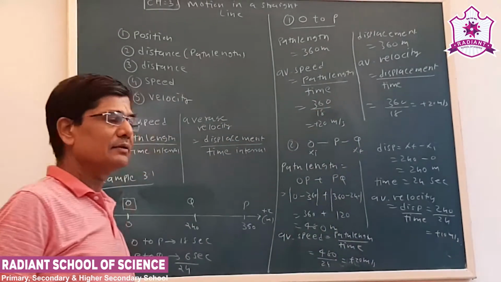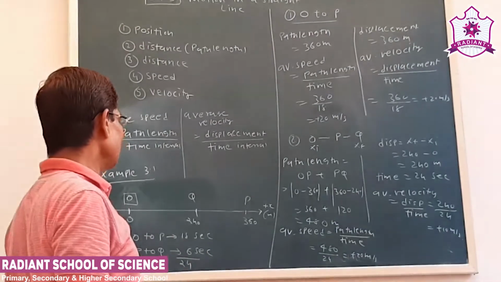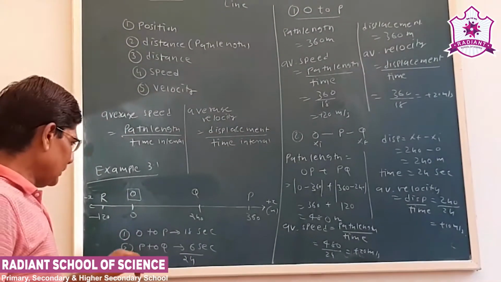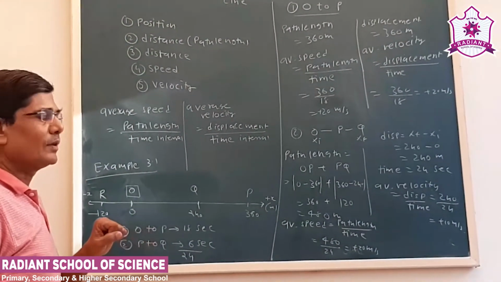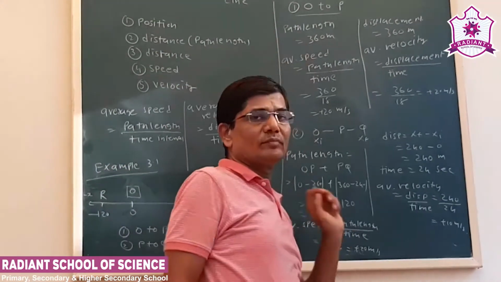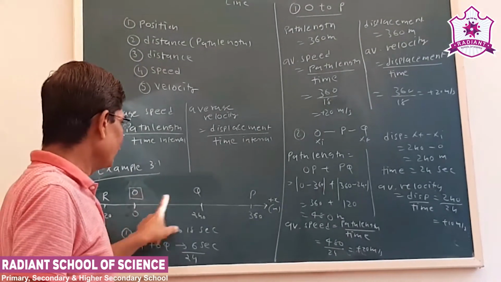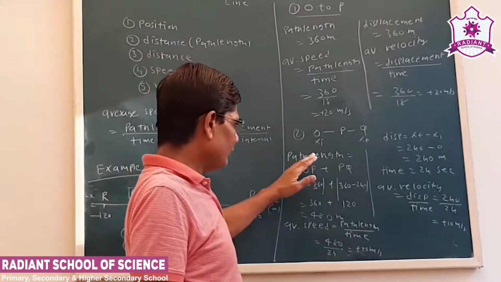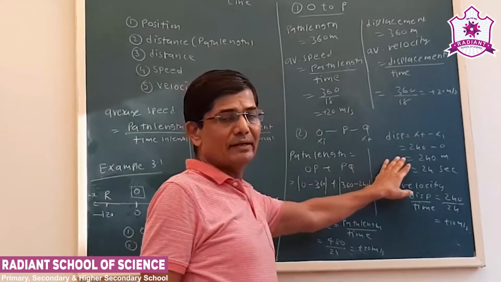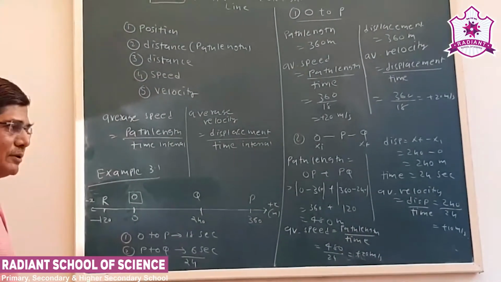What we see here that the average speed and average velocity are different. So this is how we can obtain average speed and average velocity going from O to P. That is the first part of the question. And second part of the question says when moves on OPQ path, there also we can find out the path length, displacement, average speed and average velocity. So this is about the example 3.1.